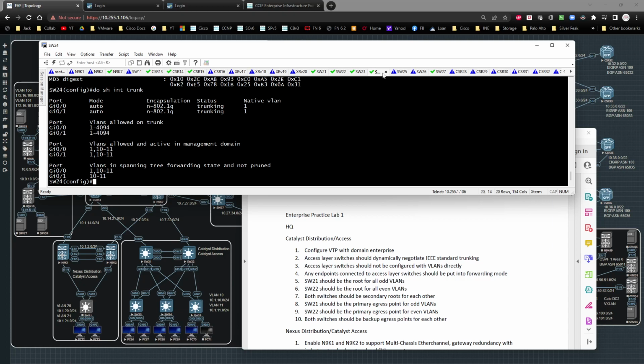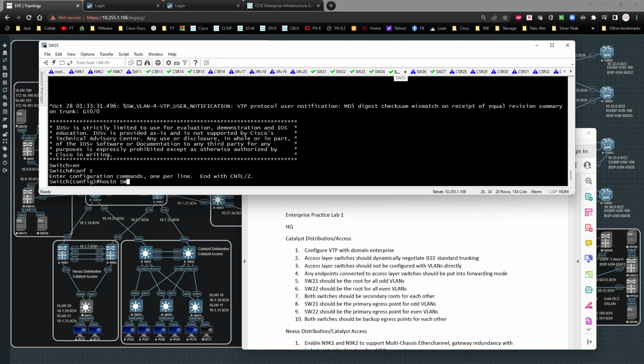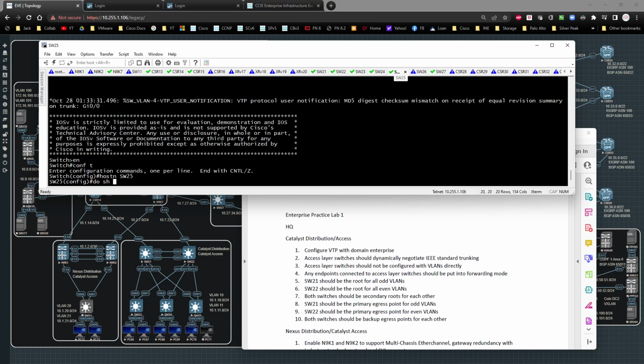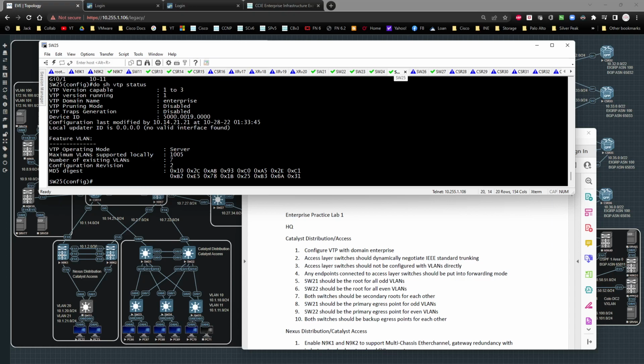So let me wrap up switch 25. Hostname is switch 25. Do show interface trunk and show VTP status. Perfect.